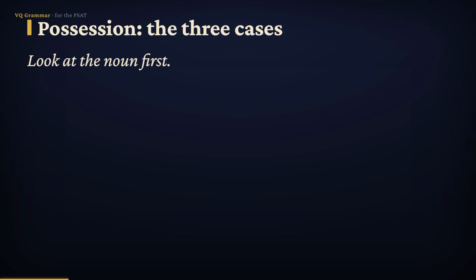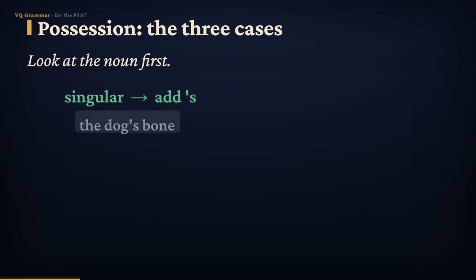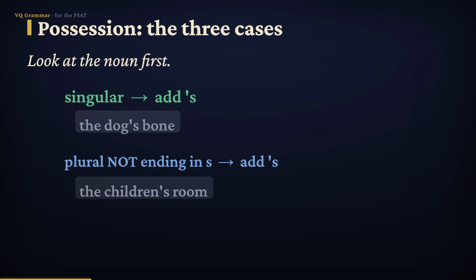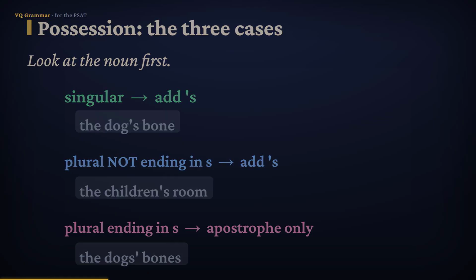For possession, look at the noun first. There are three cases. Case 1. A singular noun adds apostrophe S, the dog's bone. Case 2. A plural that does not end in S also adds apostrophe S. Children doesn't end in S, so it's the children's room. Case 3 is the one people miss. A plural that already ends in S takes an apostrophe alone, nothing after it. So with many dogs, it's the dogs' bones.